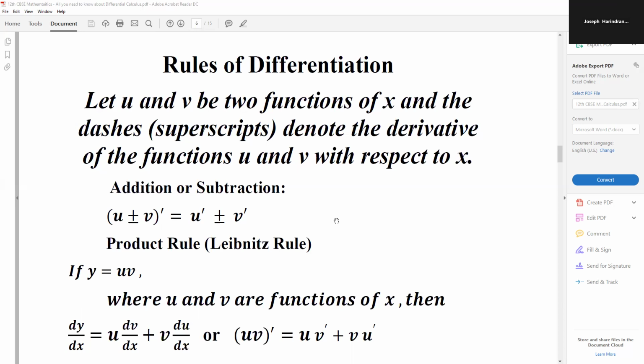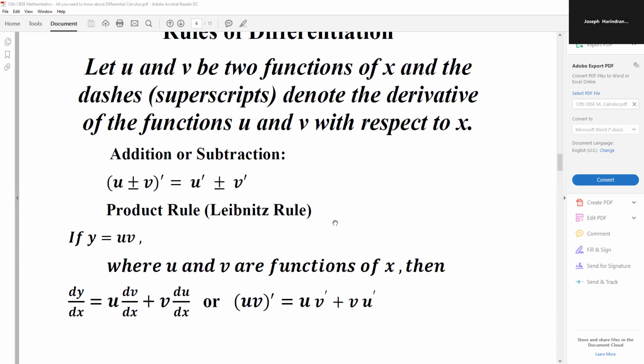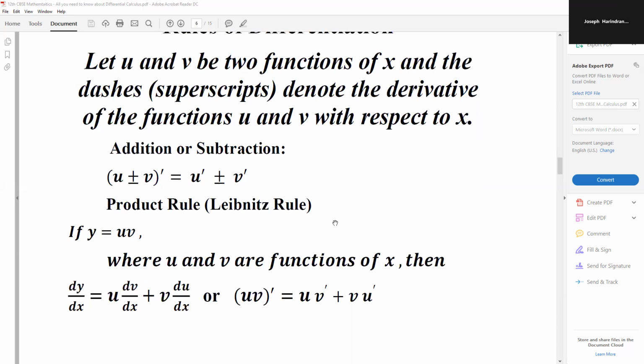Let u and v be two functions of x, and the dashes denote the derivative of the functions u and v with respect to x. Then we can define rules like the addition or subtraction rule. u plus or minus v the whole dash is equal to u dash plus or minus v dash, which is the sum of the two derivatives of u and v with respect to x.